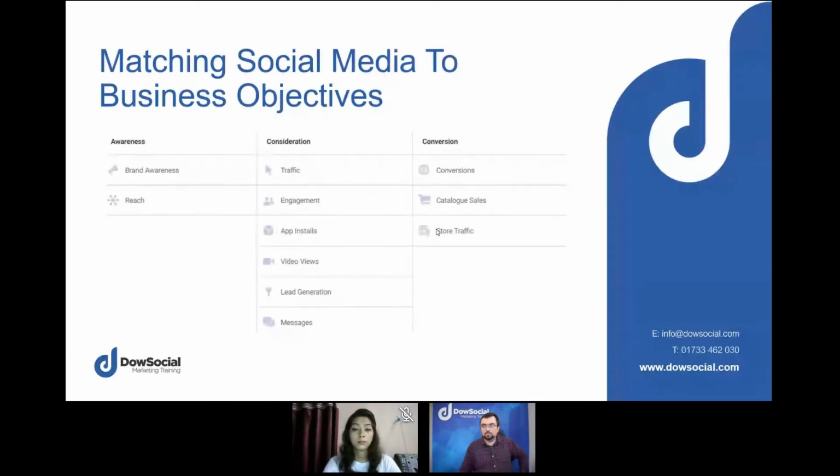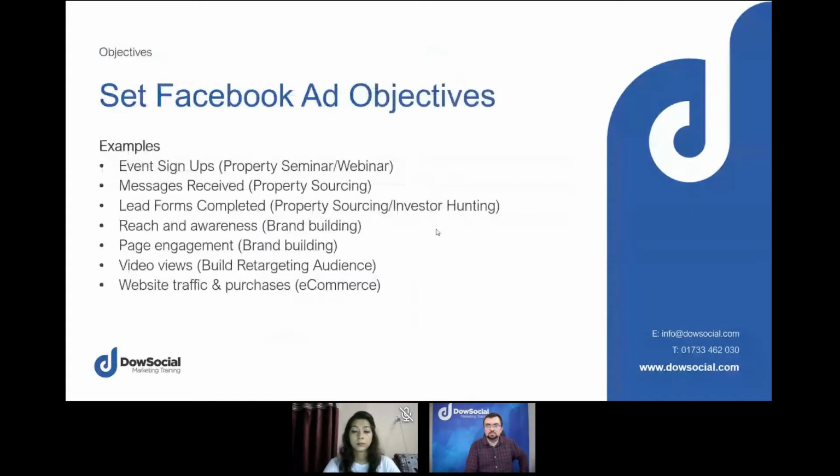So when we work with our e-commerce clients, we find that most of the value in our Facebook ads is actually retargeting people that have come to the website from a number of different places, so that they end up completing their purchase and buying that product or service. So an example of how we might apply this to different types of business.